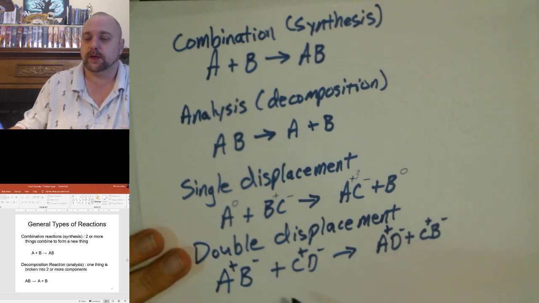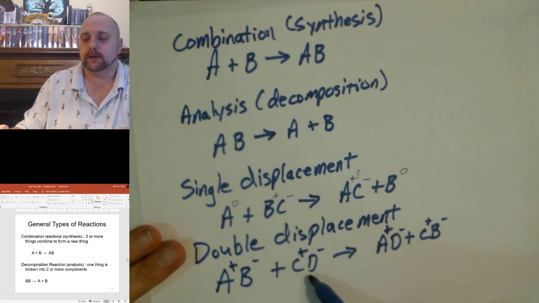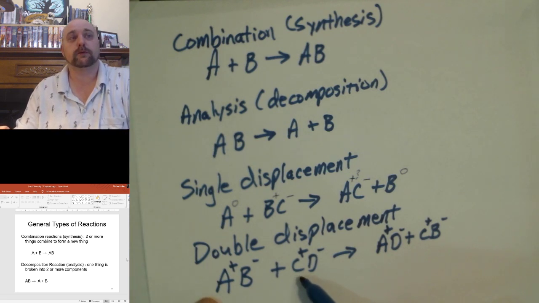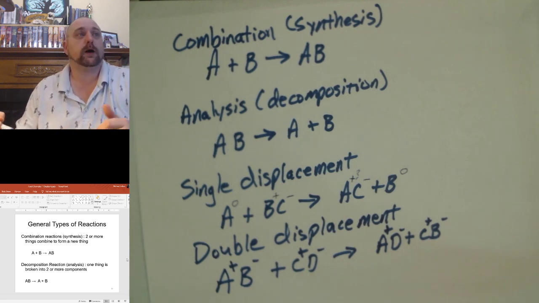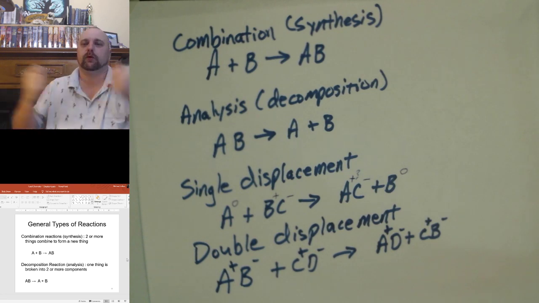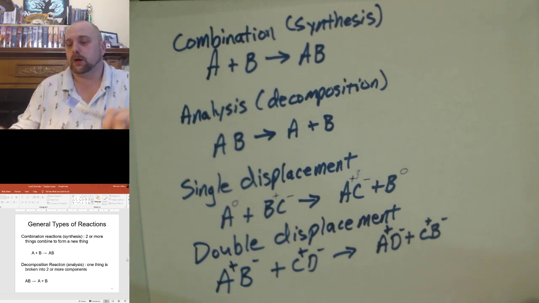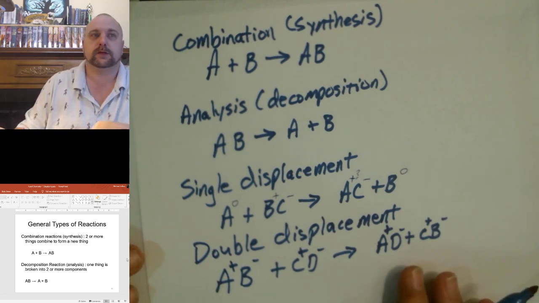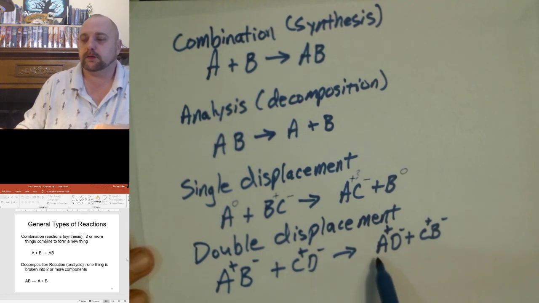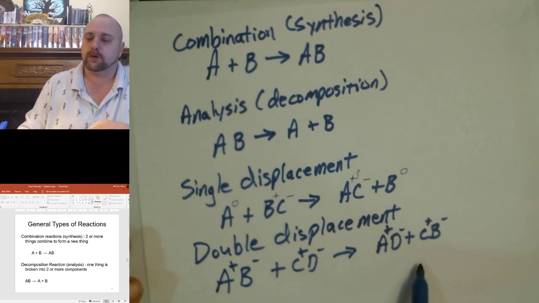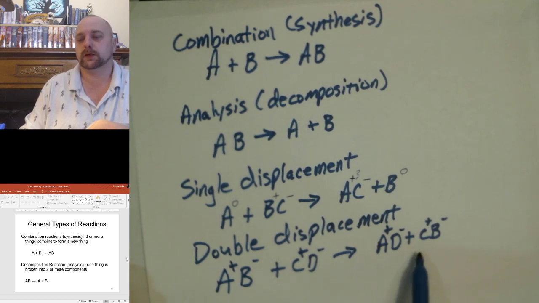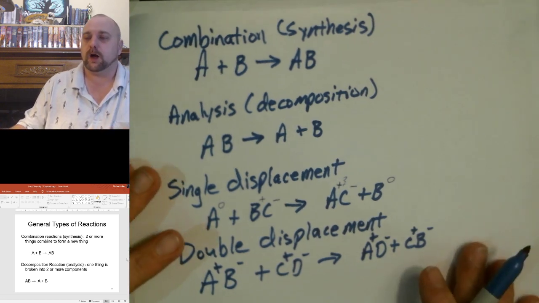You'll notice A and C will never go together. They're both positive. Positive things repel. And so we will never ever see B and D or A and C. Only new combination is right here. Okay.